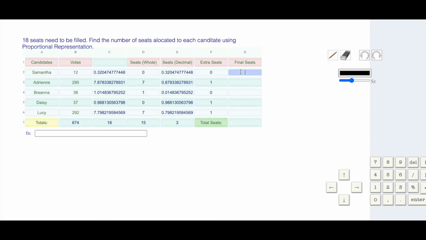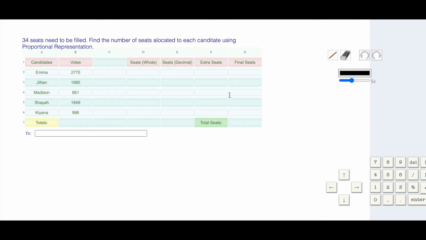The final number of seats is equal to the whole number of seats plus the extra seats, like that. If we fill that down, I'm just going to copy this function over here, and it adds up all the seats, and once again, notice it's 18 seats. So we've given out all of the seats. Lucy gets 8 seats, and Adrian gets 8 seats. Brianna and Daisy get 1 seat, and Samantha gets 0 seats. Then you press enter to see if you're right.